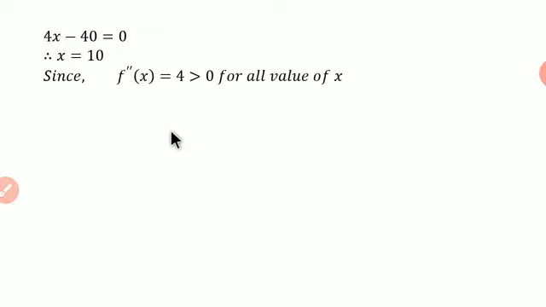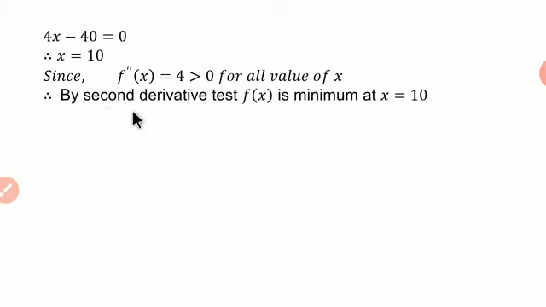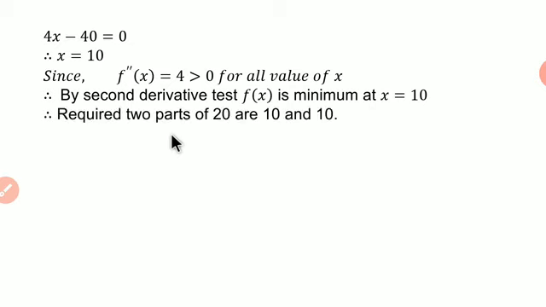Now for x is equal to 10, f double dash of 10: for x is equal to 10, we get f double dash as 4. It is positive for all the values of x. And therefore for x is equal to 10, again it is positive. Therefore by the second derivative test, f of x is minimum at x is equal to 10. Therefore, the required two parts of 20 are 10 and 10, because 20 minus 10 is again 10. So the two parts are 10, 10.